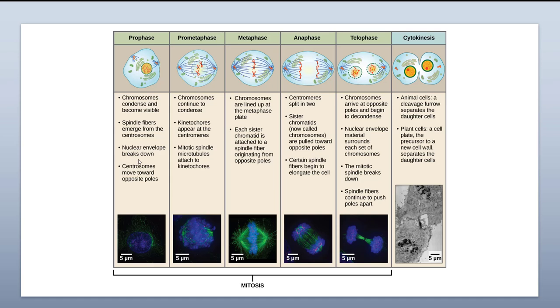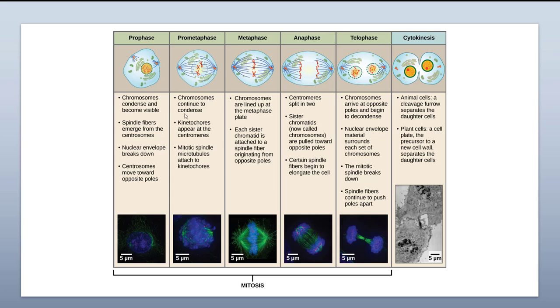In prophase, you start having the mitotic spindle forming. In telophase, you have the mitotic spindle breaking down. In prophase, you have the centrosomes moving to opposite poles. Here you just have the centrosomes starting to contract and break down. The spindle fibers continue to push everything apart from each other and break down.